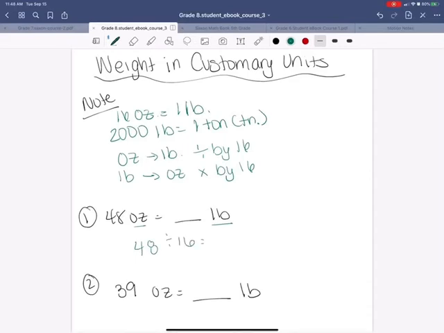Just as simple as it said, 48 divided by 16 gives you 3. So we have 3 pounds. Now, the other way you can think about it, if you remember our other video, if we had 48 ounces, and here we're going from ounces to pounds, well, there is 16 ounces in 1 pound. So then our ounces would cancel and we're left with 48 over 16, and this will be pounds, which will be 3 pounds. So you can think about it like that.